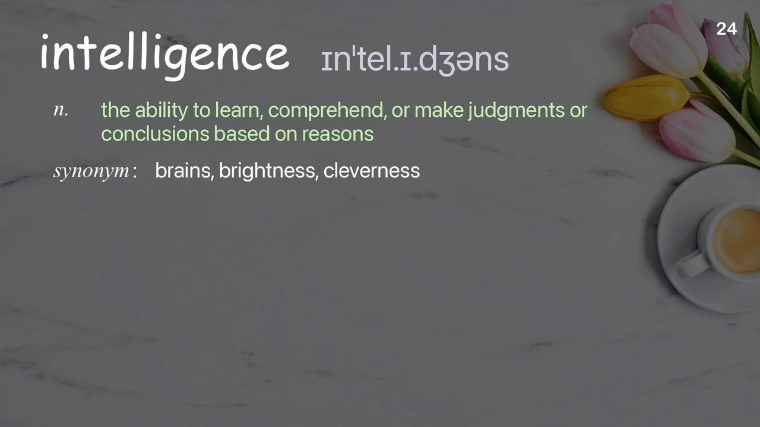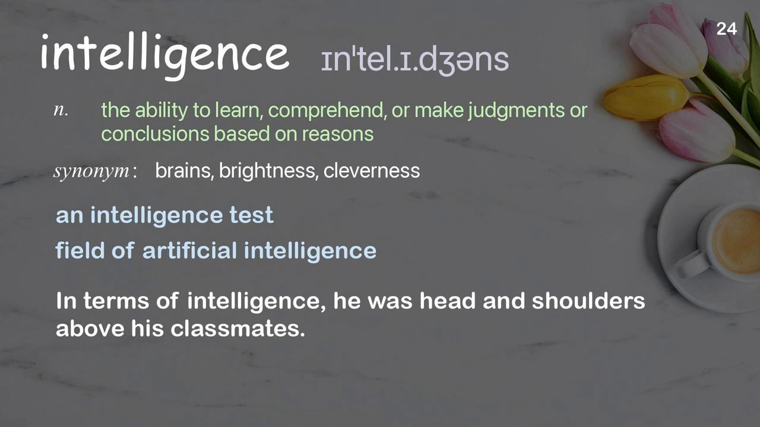Intelligence. The ability to learn, comprehend, or make judgments or conclusions based on reasons. Examples. An intelligence test. Field of artificial intelligence. In terms of intelligence, he was head and shoulders above his classmates.